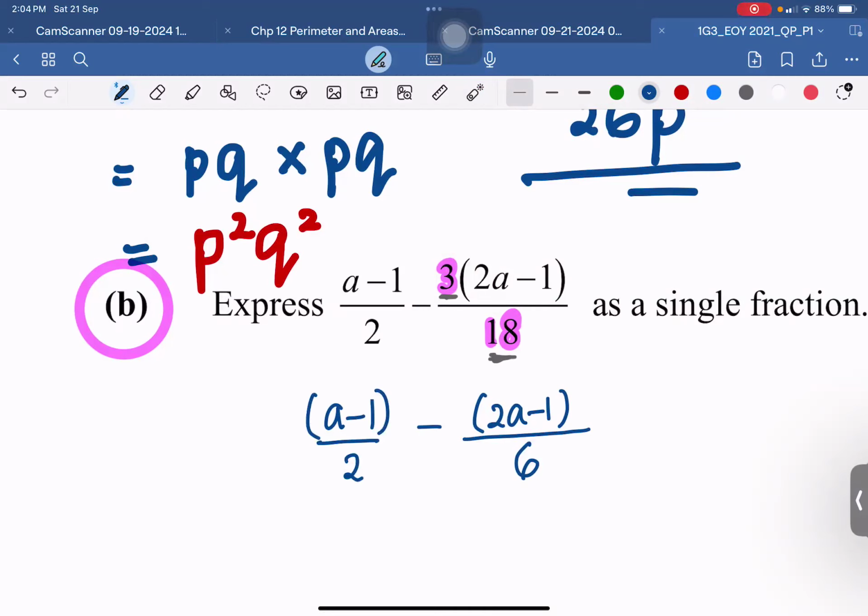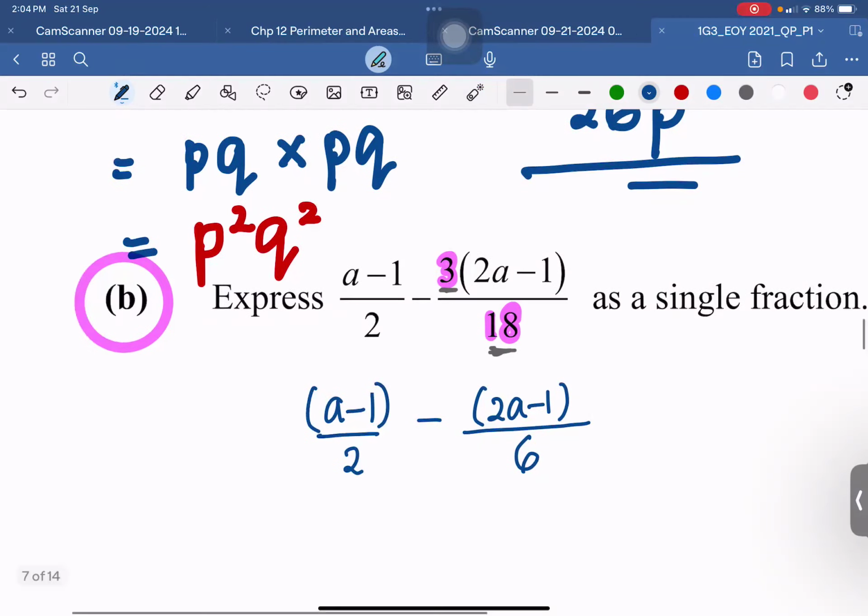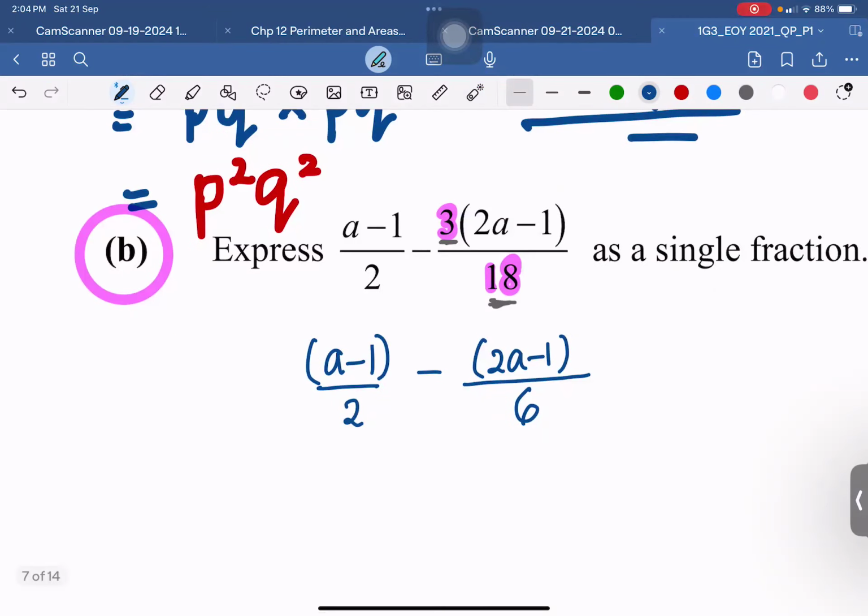Okay, so some of you might have done times 18, no problem. But after that, later you got to check for common factor again. You might find 3 is a common factor and then you need to reduce it. But now since I saw it over here, there's a common factor, I'm going to divide away the common factor by factor 3.